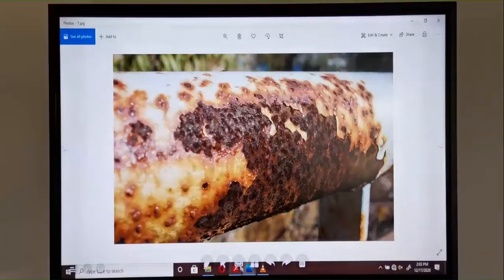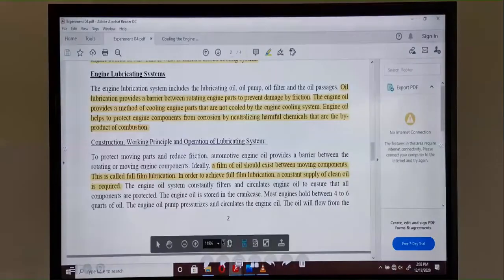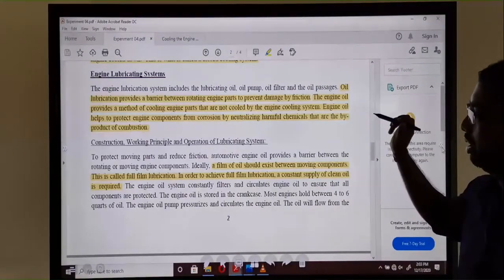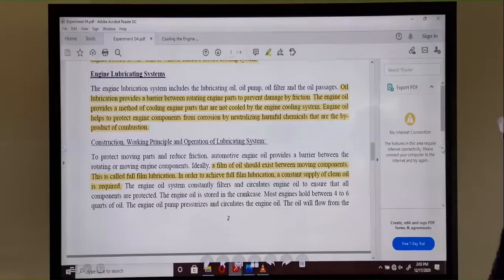That is corrosion. So, what are the advantages or uses of this lubrication system?